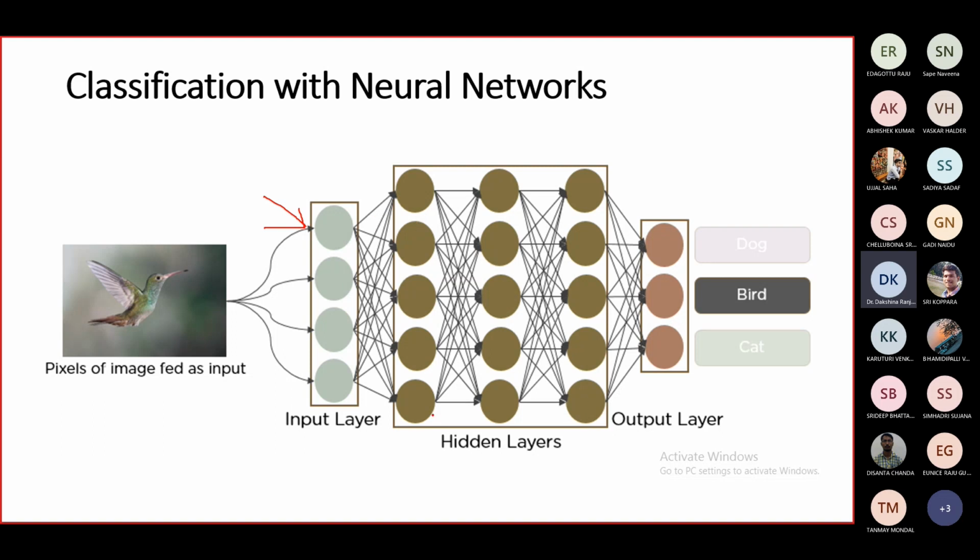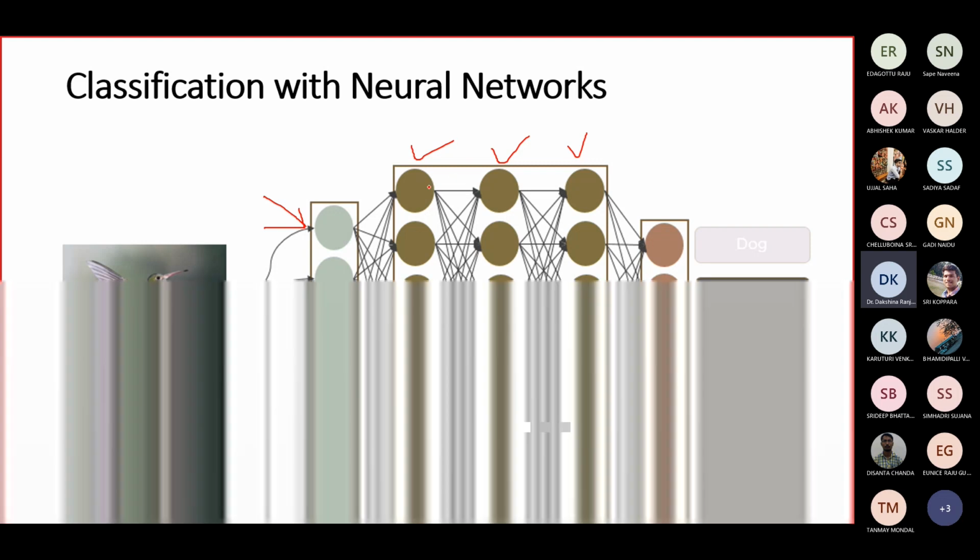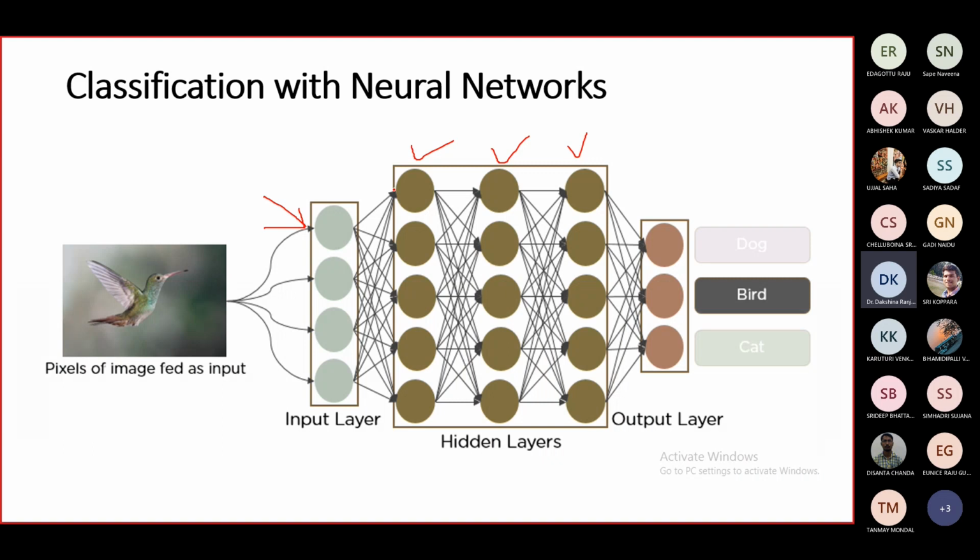Here we can see there are three hidden layers: the first, second, and third hidden layer. All computations, summation as well as activation, are done in the neurons of these three hidden layers. And finally, we classify this image based on the probability determined in the output layer. In this example, the image contains a bird, so it will be classified as a bird, and the corresponding neuron in the output layer will generate the highest probability. The highest probability value indicates that the input image is a bird, not the other class labels.